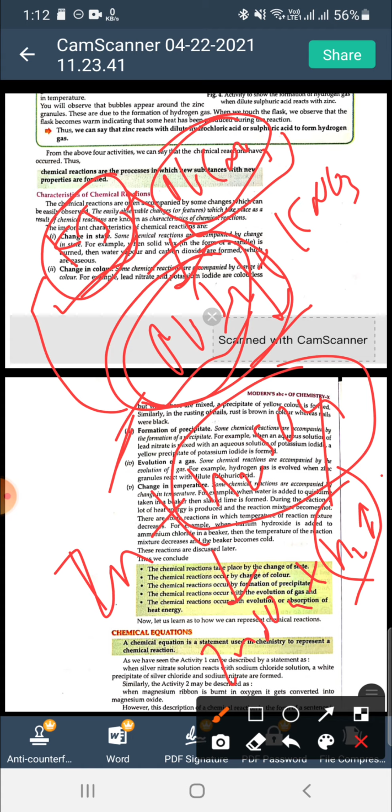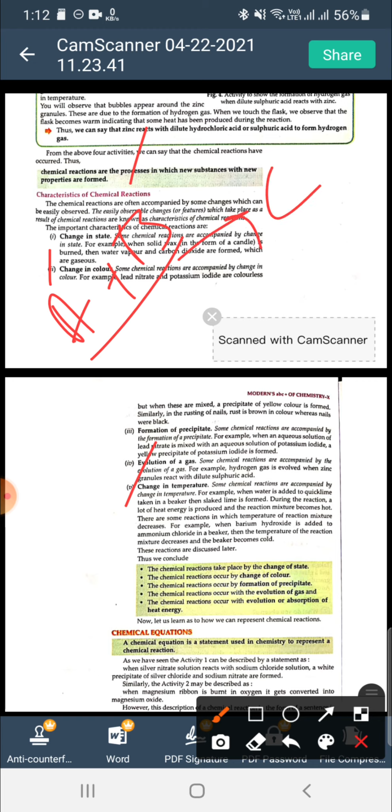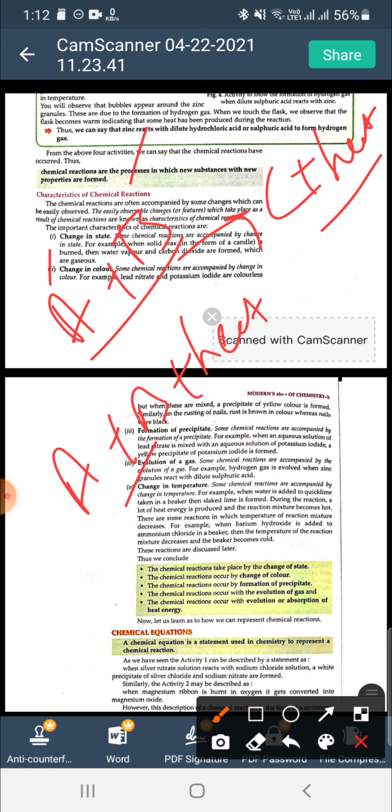Next point is change in temperature. Sometimes if we add A into B, let us suppose A and B are the two reactants, and the product formed is C, heat is produced. And sometimes A and B react and we have to provide heat to form the product C. So sometimes heat is produced and sometimes heat is given to the mixture.